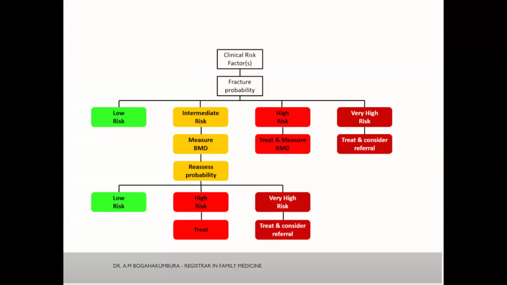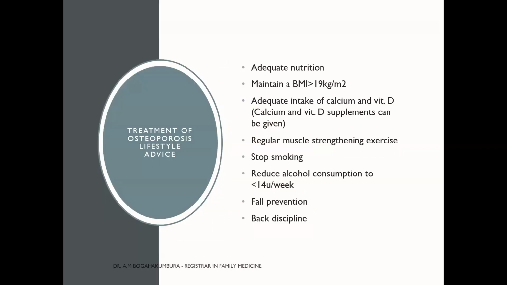When we do the clinical risk factors, then fracture probability, if it is low risk, there is no need to do any action. If the patient has intermediate risk, we have to measure BMD and again reassess the probability. If she is having high risk, then we have to treat and measure the BMD. And if it is very high risk, we have to treat and consider referral to secondary care.